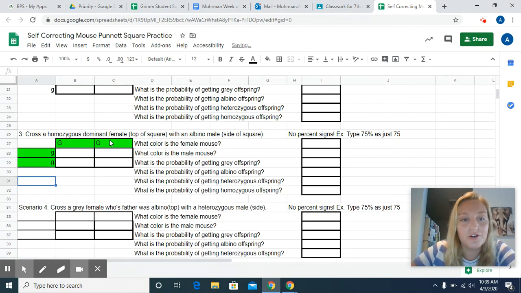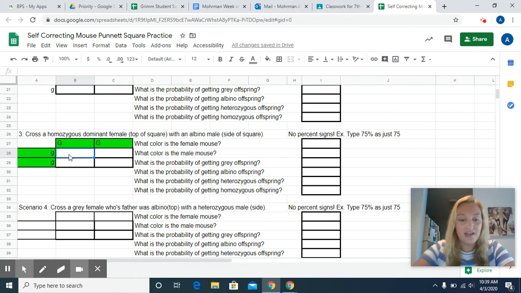So we see that those are correct. So now we're going to fill out the rest of our square. So big G on top, little g on the side, so we have big G, little g. Again here, big G and little g.